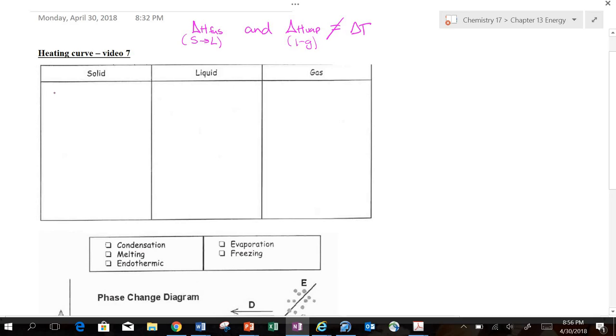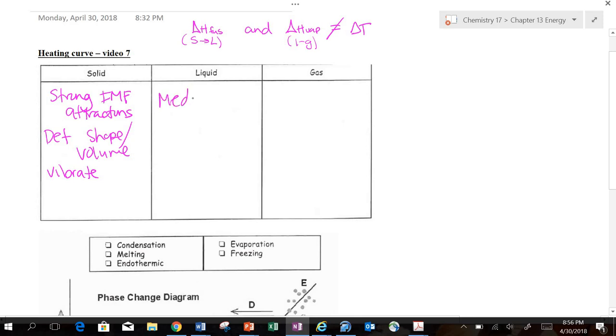Solids, we need to remember, have strong intermolecular forces, or attractions. They are very close together and have the strongest attraction. They have a definite shape and volume, and the molecules have just a slight vibration, and that's it.